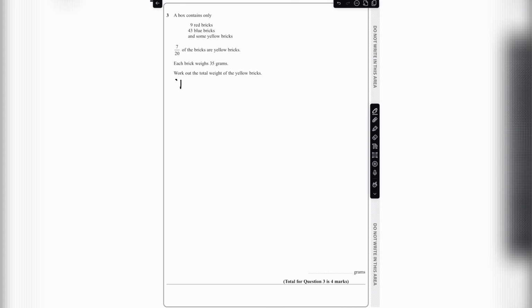So we know that the total number of bricks in the box, which I'll represent as T, simply equals 9 plus 43 plus X, which represents the yellow bricks. And so if we simplify this equation, we have 52 plus X. And given as 7/20ths of the bricks are yellow bricks, we can simply state that 7 over 20 times T equals X. And so I can substitute this equation for X into the equation for T.